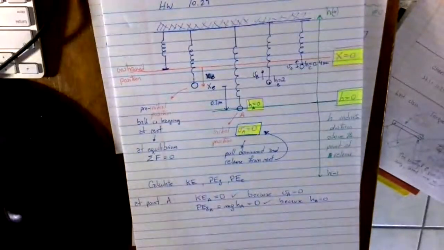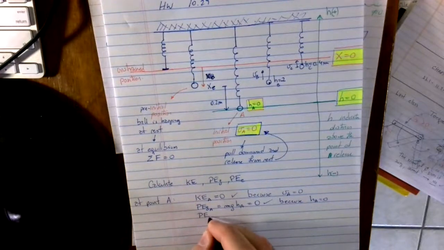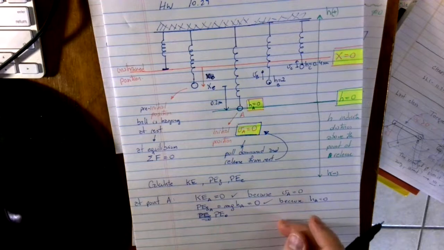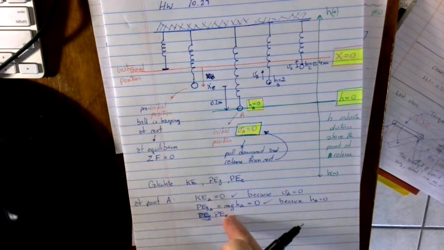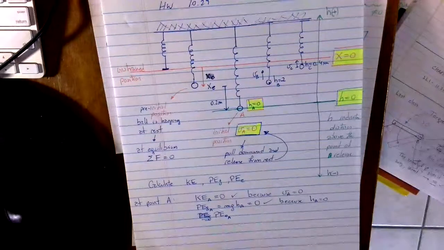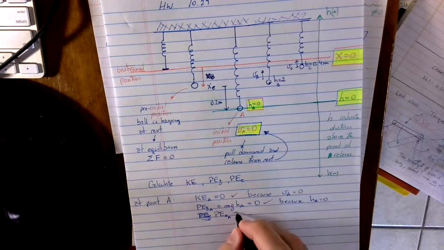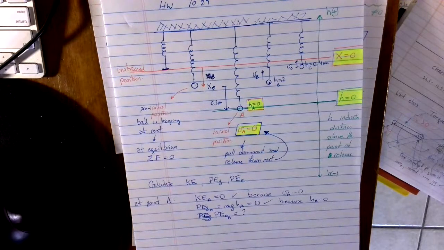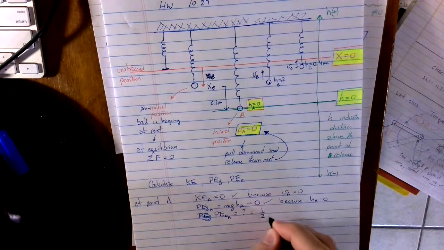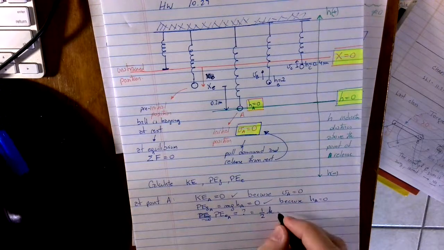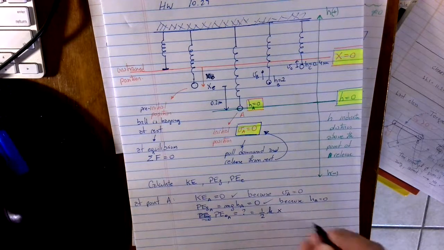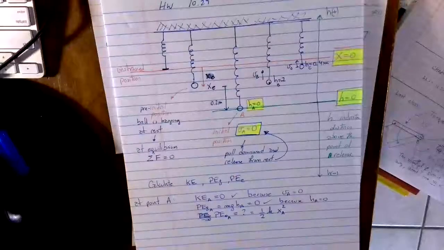Now we have a little bit more complication here. PEG, no, sorry, PEE. Sorry that there are so many subindices here. PEE at the point A, potential energy elastic, is what we want to calculate. That's a little bit more complicated. We know that this is, by definition, 1/2 K, and let's call it X sub A, squared.